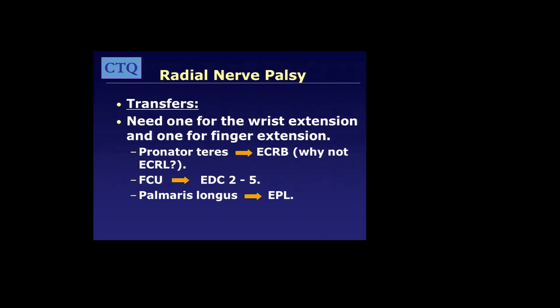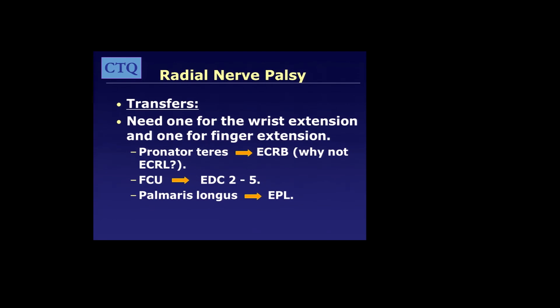As far as the transfers of choice are concerned, for wrist extension, we like to use the pronator teres transfer to the extensor carpi radialis brevis. We use the brevis because it attaches onto the base of the third metacarpal, and therefore you get a neutral extension. For EDC or finger extension, we like the flexor carpi ulnaris or flexor carpi radialis. And finally, for the extensor pollicis longus tendon, we use the palmaris longus.